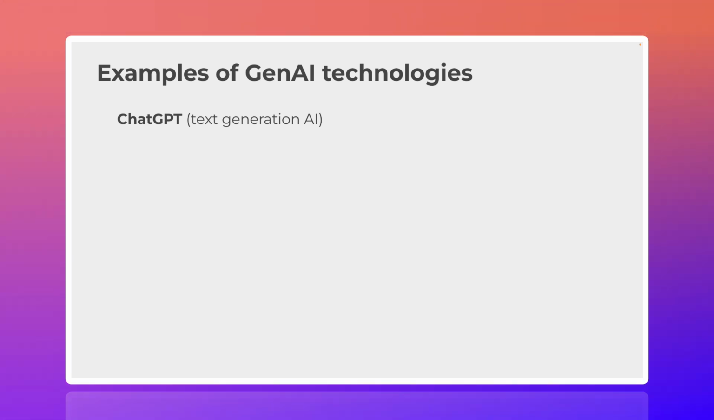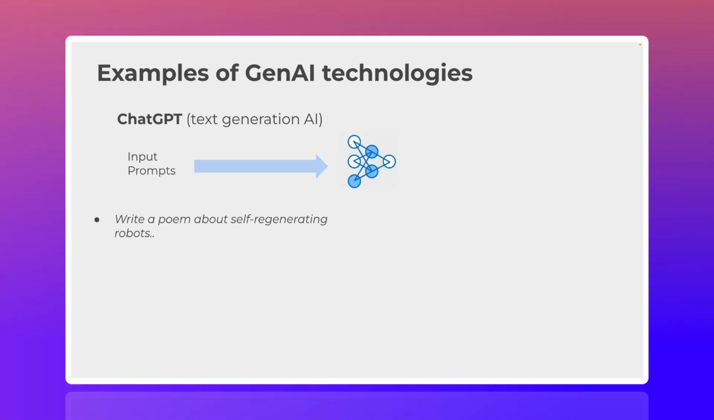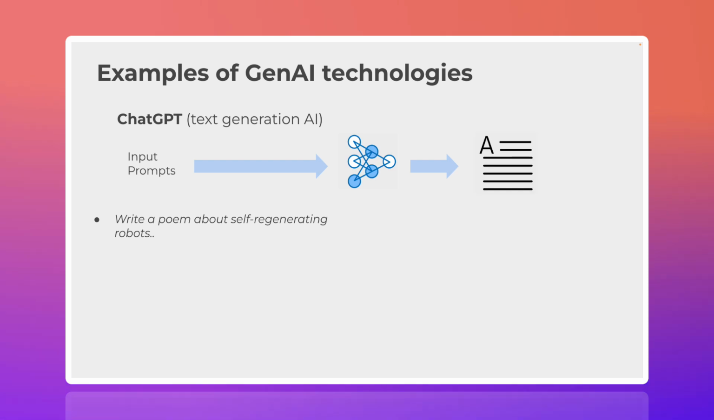This is what we call text generation AI. The idea is simple. We have input as prompts that would say, for instance, write a poem about self-regenerating robots. That will be sent into this machine, this AI, this neural network, and then it will spit out the actual text. It will generate the textual content.